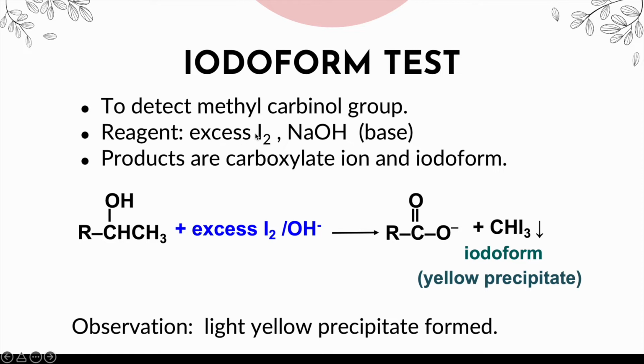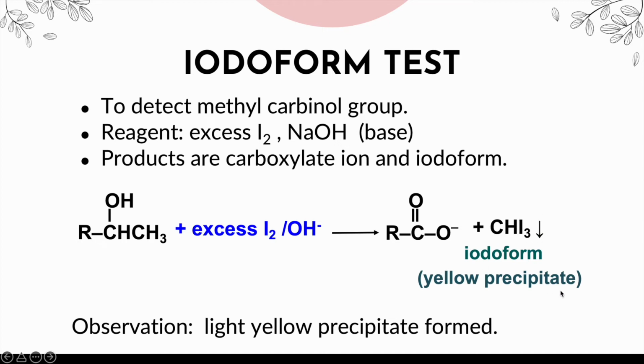The reagent is excess iodine in the presence of hydroxide. We use sodium hydroxide. The products are the carboxylate ion, O minus, C double bond O, and iodoform, CHI3. This arrow down means a precipitate at the bottom of the test tube. That's what the arrow down means, the precipitate at the bottom of the test tube.